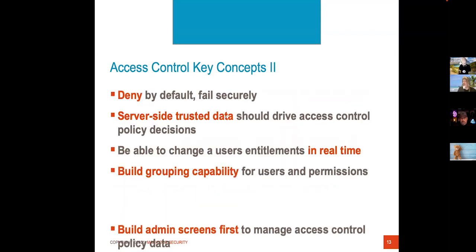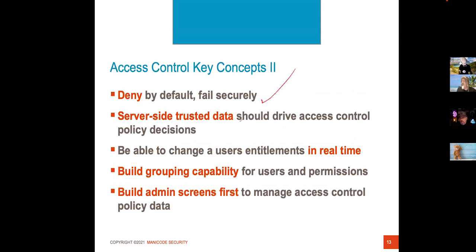Some other principles I'd like to teach: if things go wrong, fail securely. Use the right server-side data for access control policy. Make sure if I change the entitlements of a user, it takes effect right away, even if you're logged in. Good luck with that in a JWT system, different story. Your data model for access control should be well designed, and build admin screens first.